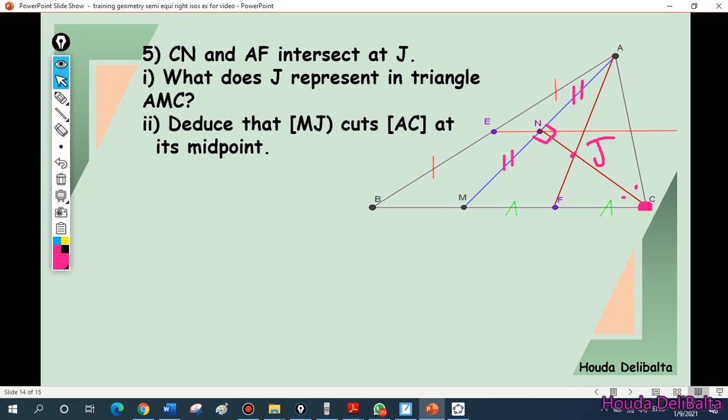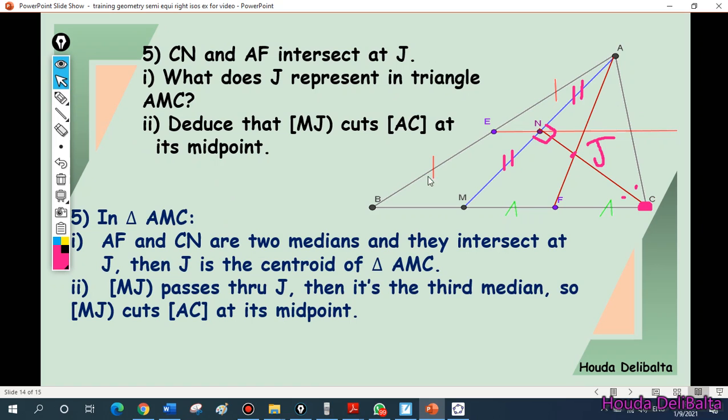That's why, what does J represent in this triangle? Can you remember the name of the point J? It is the centroid of triangle AMC because it's the intersection point of 2 medians, AF and CN. So J is called the centroid. What is another word for the centroid? There is another word called the center of gravity. So another word for the centroid, which is the intersection point of medians, is the center of gravity. So J is the centroid or the center of gravity.